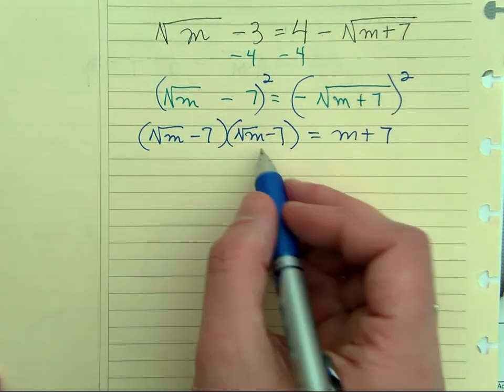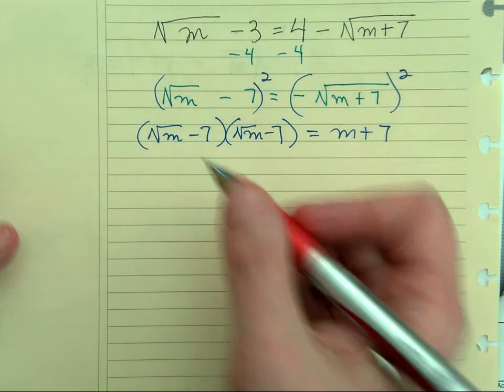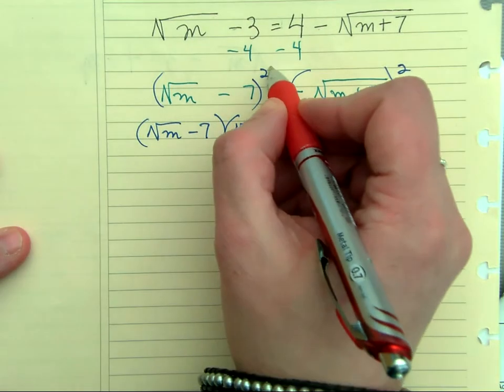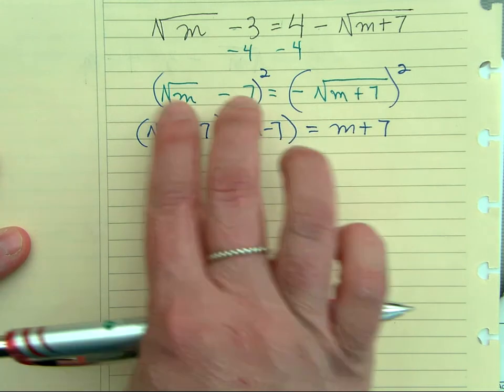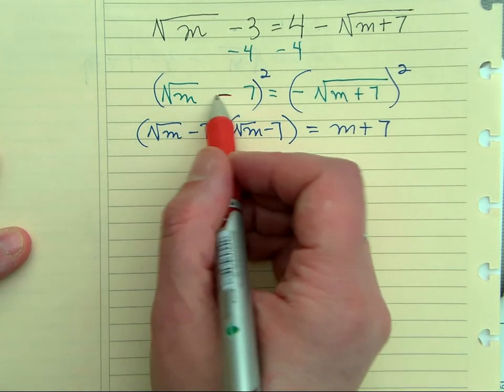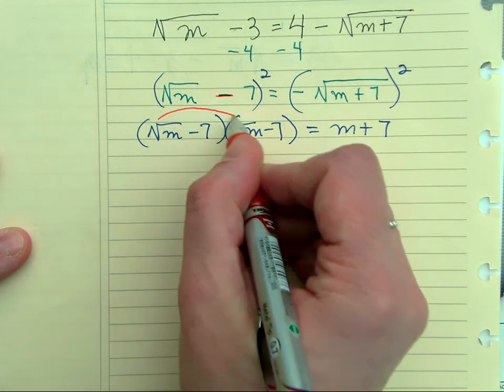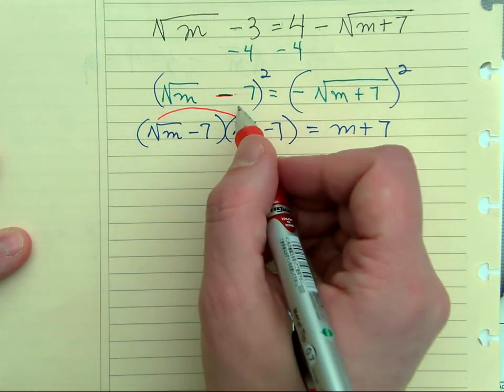Now I still have to deal with this side, and to do that, I'm going to FOIL. Anytime you see that you're squaring something that's technically what we call a binomial, because you have two separate terms separated by addition or subtraction, you always have to FOIL this, and that's usually where people make the mistake, is they forget to FOIL.